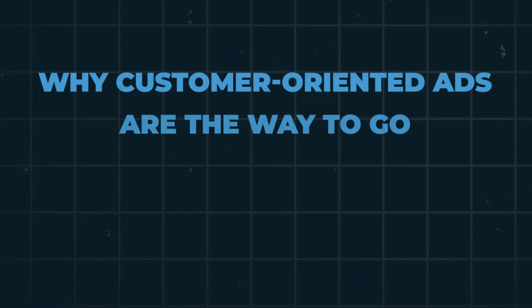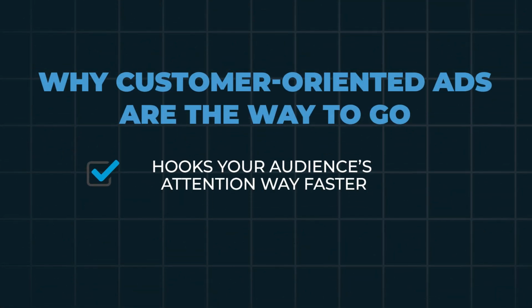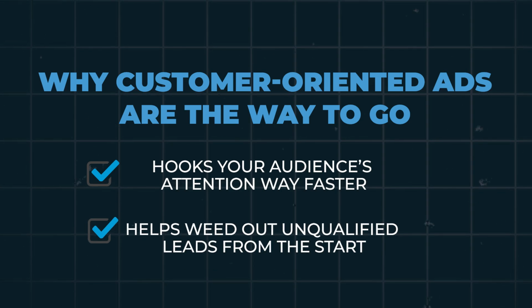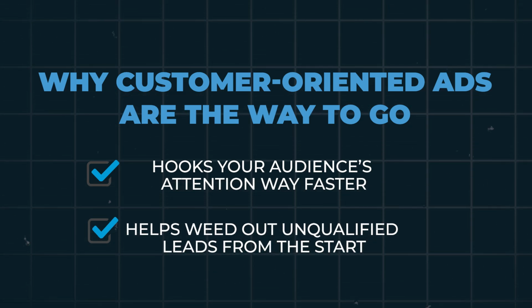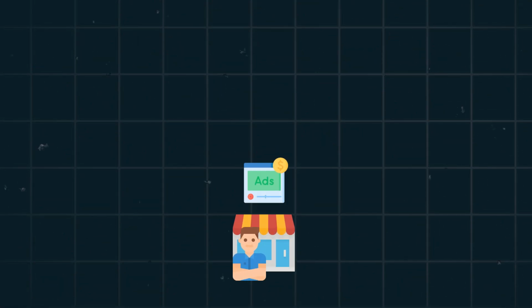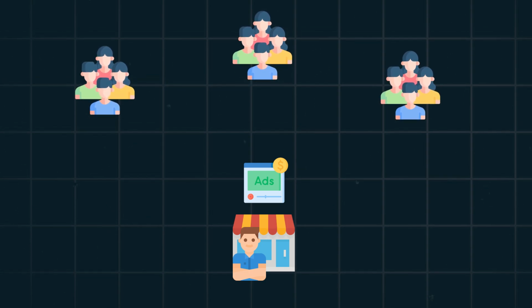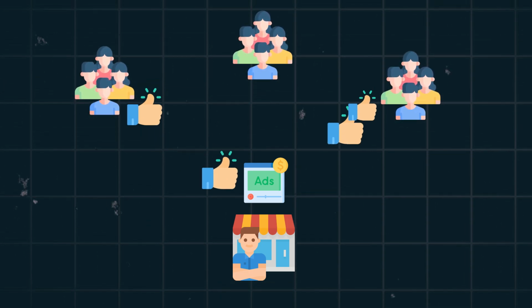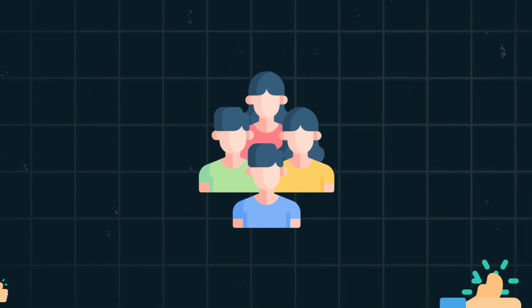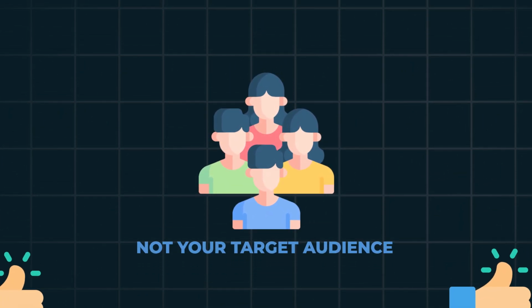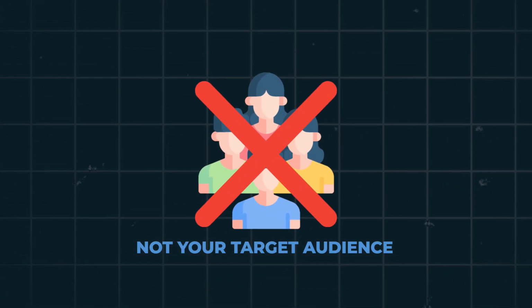Creating ads this way not only hooks your audience's attention way faster than business-oriented ads do, but it also helps weed out unqualified leads from the start. If you're addressing specific pain points and goals that your target audience has, then that audience is going to be who responds positively to your ads, and people who don't have those pain points or goals, aka people who are not your target audience, probably won't respond to those ads at all, which is a good thing because we don't want to waste time, labor, or money nurturing leads that we're never going to convert in the end anyway. So make customer-oriented ads that directly address your target customers' goals and pain points.